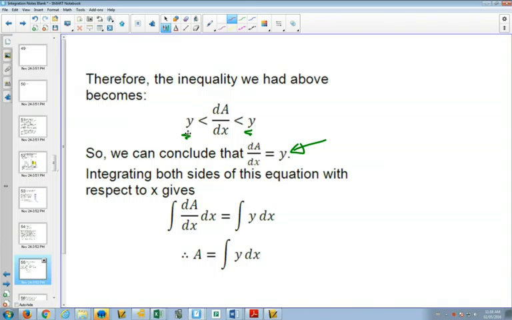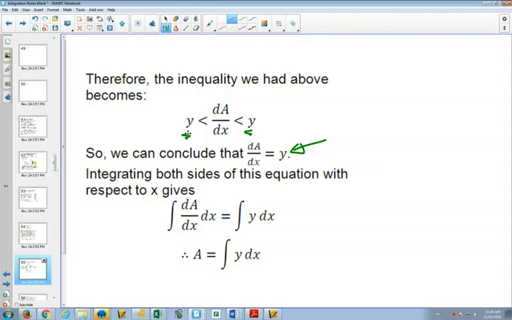Now we have this equation that the derivative dA/dx is equal to y. If we integrate both sides, we already know that integrating and taking the derivative cancel each other out. So if you integrate the derivative of the area, dA/dx, you're just going to get the area. And so now what this means is the area is going to equal the integral of our function.